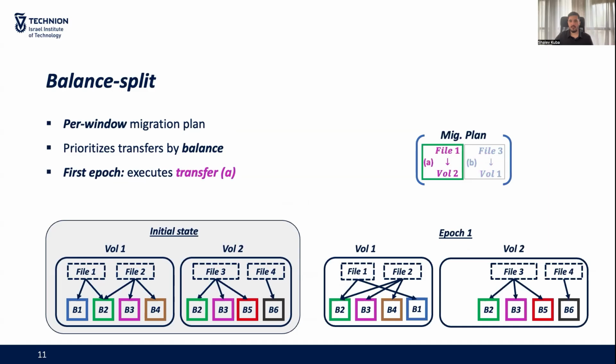The second online algorithm we present is balance split. This algorithm constructs an offline migration plan for a window similar to space split. In contrast to space split, it prioritizes balance. Hence, in the first epoch, it executes the transfer of file 1 to volume 2.